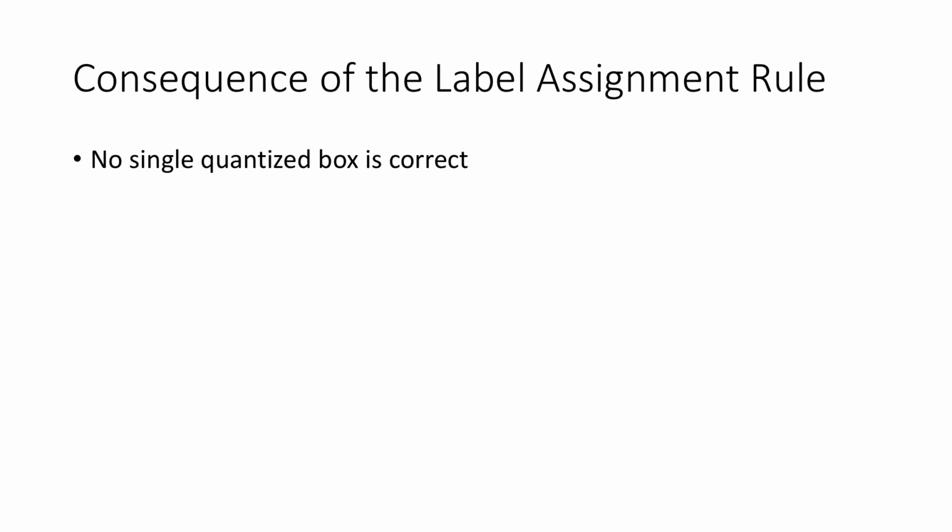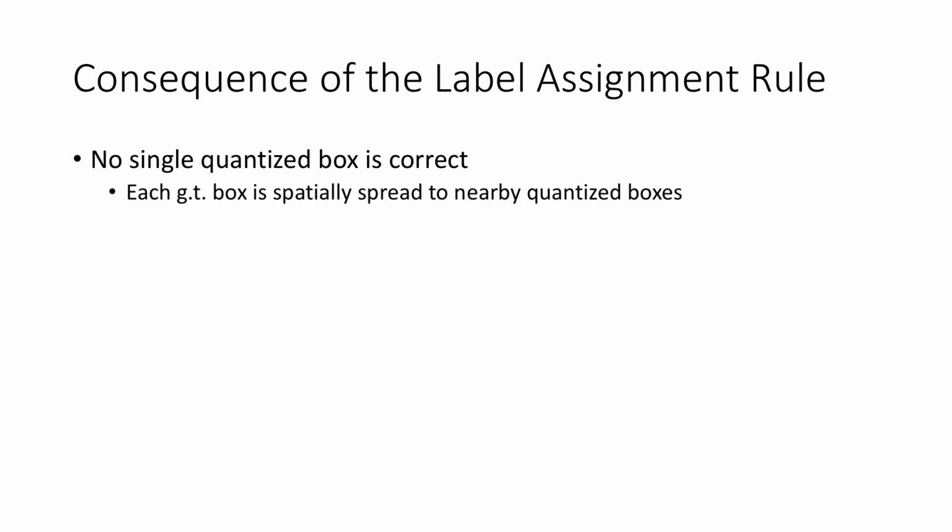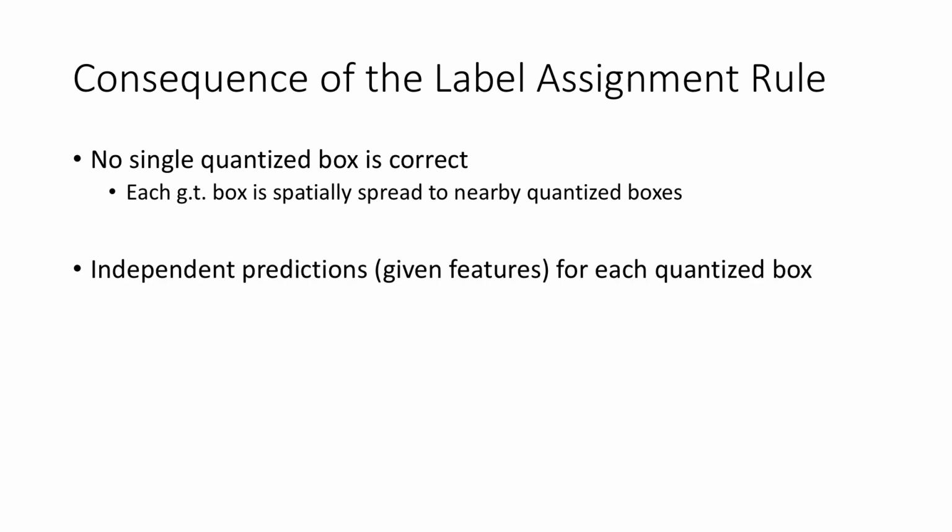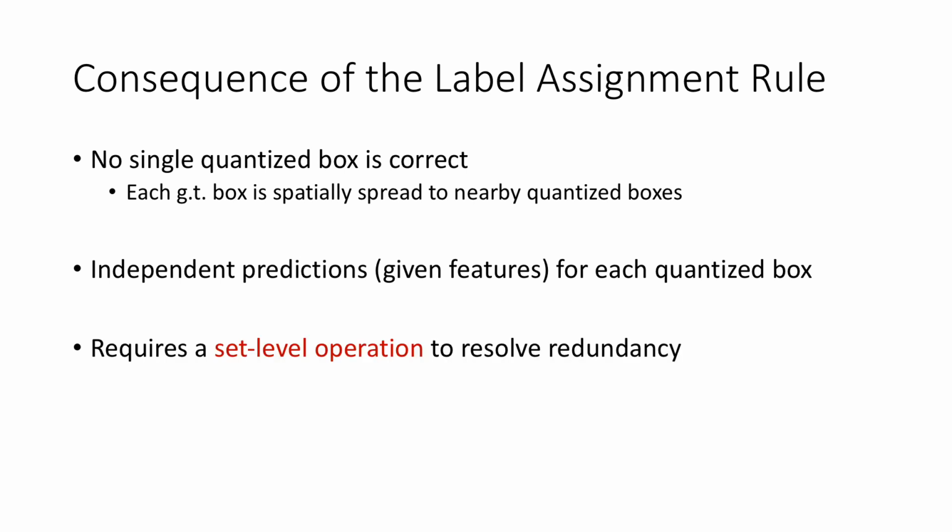There are several important implications of such assignment rules. First, under the original classification problem, each object corresponds to exactly one box. However, now there may be more than one quantized box that is associated with each object. Intuitively, you can think of this as spreading the object's label to multiple nearby quantized boxes. Second, the models like the ones that I described in the examples earlier will make independent predictions conditioned on the features for each of the quantized boxes. The result will be redundant detections, typically many for each object, and therefore a set-level operation is required to resolve this redundancy.